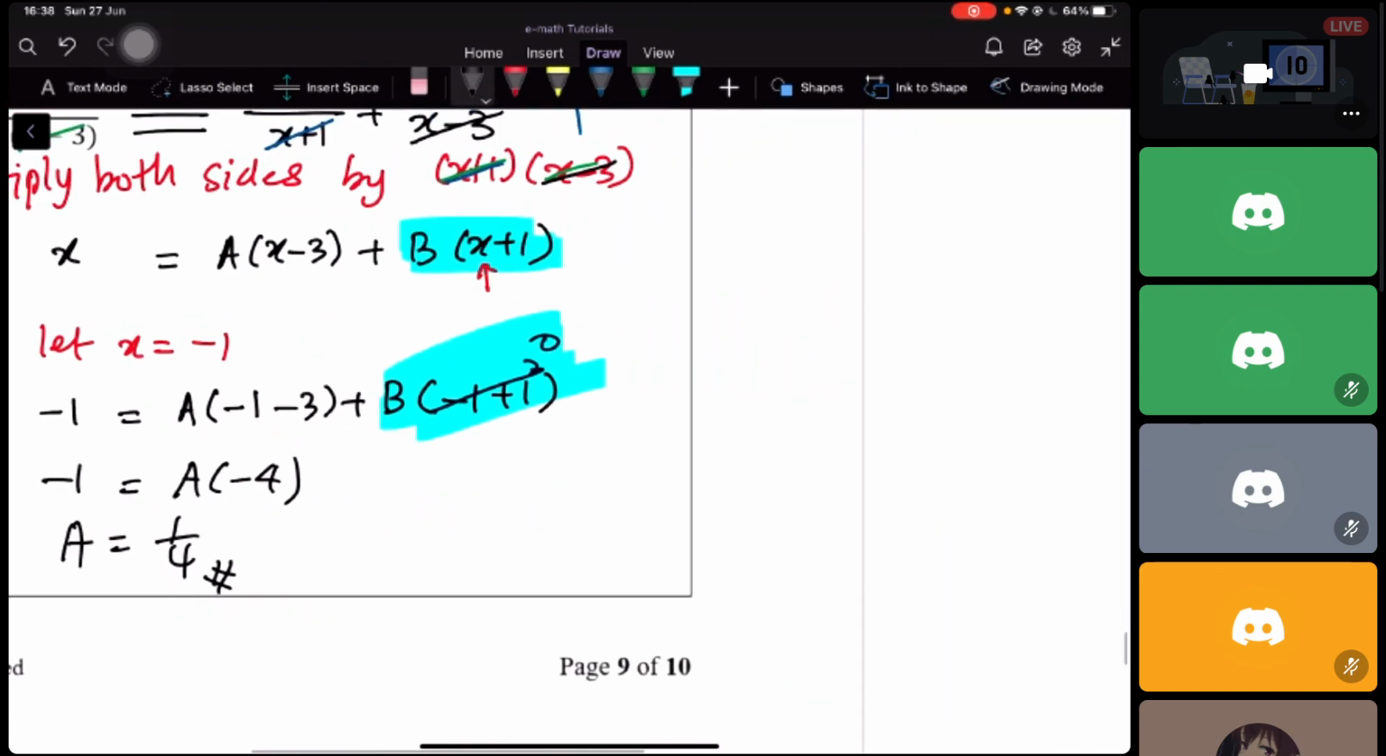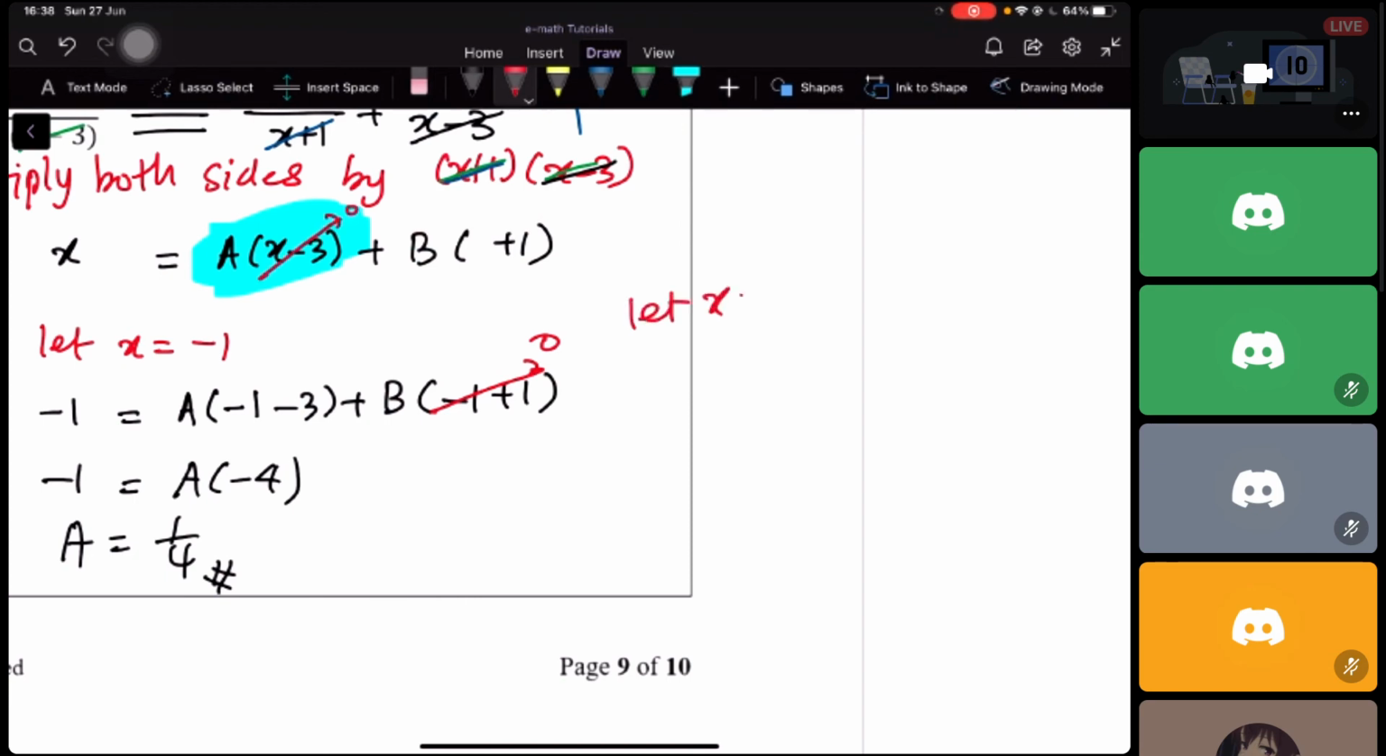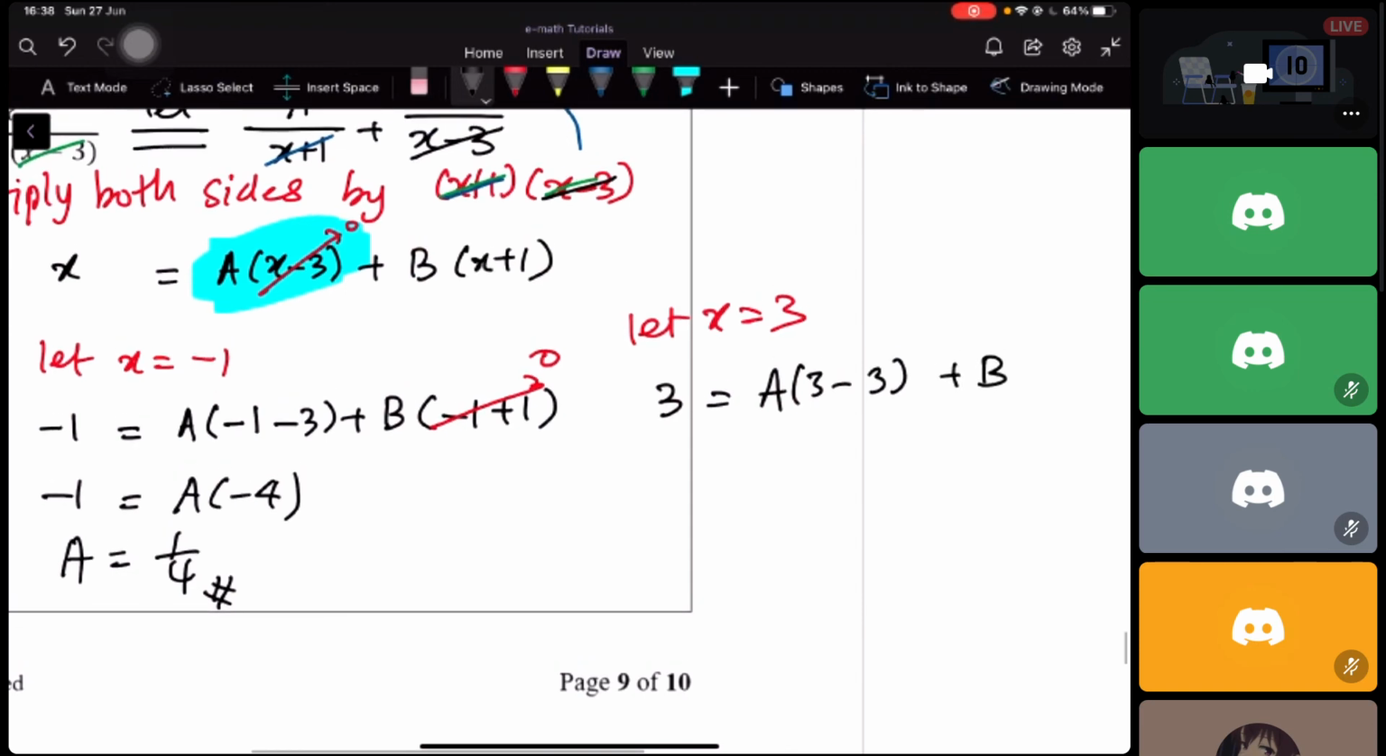When you want to solve for B, let me erase this one. You cover your A. You cover this one. You don't want to look at A. What should you let your x be? You want to make this 0. So you let x equal 3. When x equals 3, 3 equals A times 3 minus 3 plus B times, this one is what? X, is it? Yeah. B times 3 plus 1.